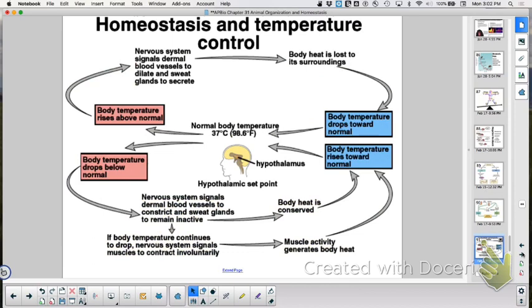Homeostasis and temperature control is a huge one. Several different organ systems are involved in that. What's something you do when you're cold, besides put on a jacket? Shiver, right? Well, how would shivering increase your body temperature? Yeah, you're contracting your muscles, which would generate heat, right?